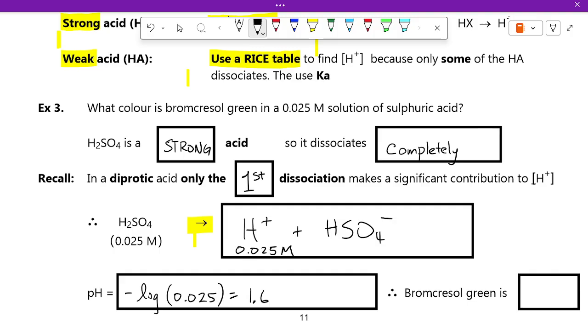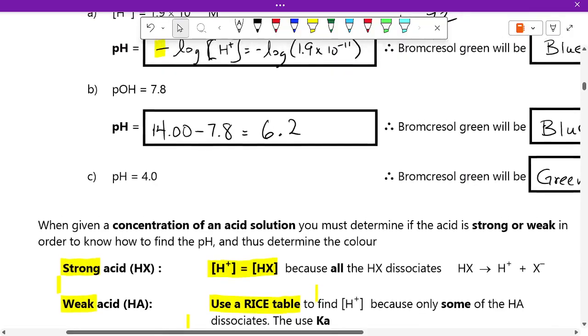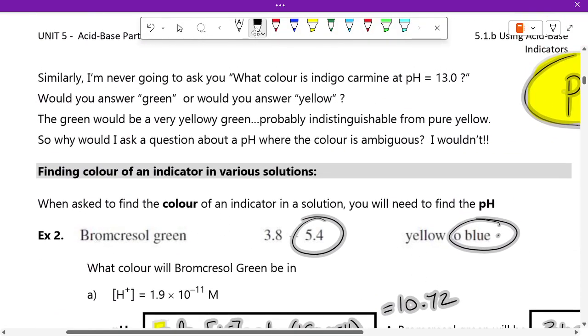How are we feeling about my answer? Not great. Why not? Sig figs. How many should I have? 2. So it's going to be 1.60. Okay, and that means that the bromcresol green in this case is yellow.